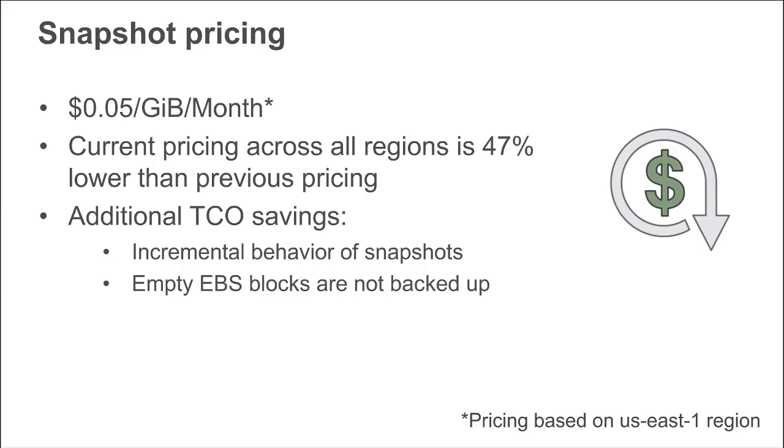Snapshot pricing is based on the amount of data stored in your snapshot. It's really based on a per gigabyte per month. So in this example here, you would be charged 5 cents per gigabyte per month for snapshots stored in the US East 1 region, or the Northern Virginia region. Our prices vary from region to region because our costs vary from region to region. But in our most recent price drop for EBS snapshots, we were able to lower our prices by 47%, which I know is great news for a lot of you on the line today.